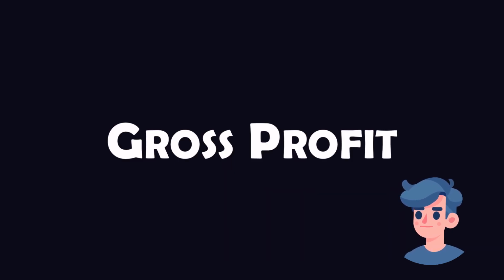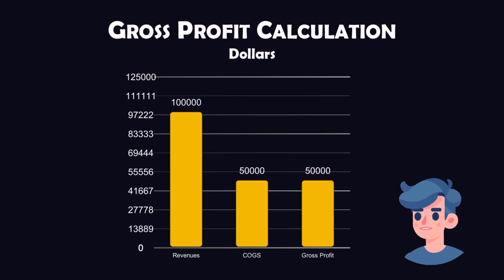Gross profit is obtained by subtracting COGS from revenues. In our case, the gross profit is $50,000. This figure helps us know how effectively the company produces its products.